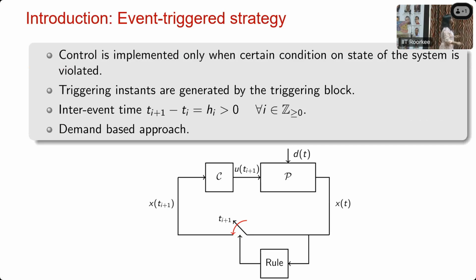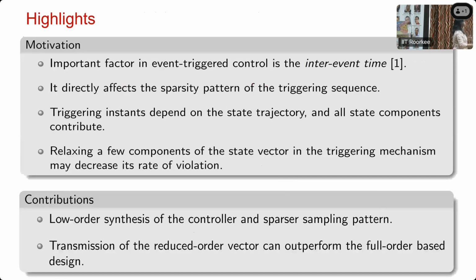And the inter-event time, basically the distance between two consecutive control updating instants, will now be time varying. In periodic implementation it was constant. Now in this case, it will be varying, it won't be constant. When your inter-event time is bigger, the triggering sequence will be sparser, meaning the triggering instants will be sparser.